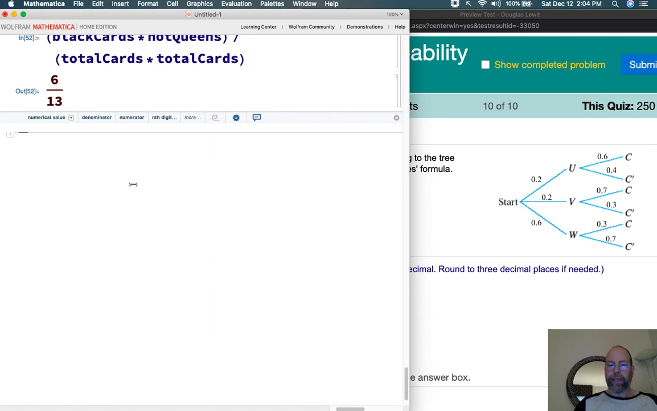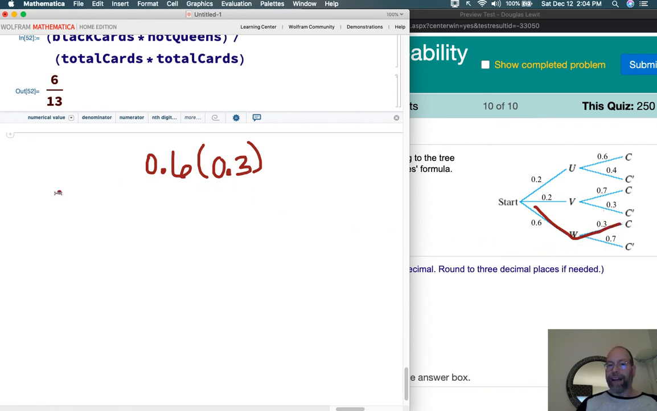Okay, so that's the probability of W given C. If you look at the tree diagram, that's going to be 0.6 times 0.3. So that's this branch right over here.